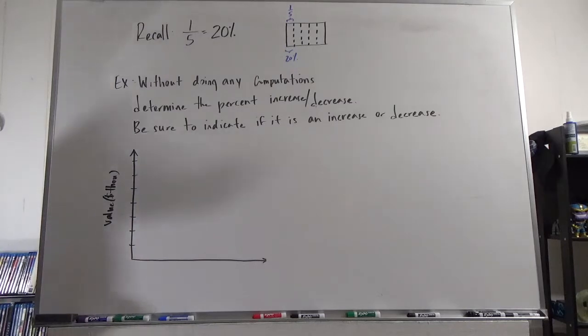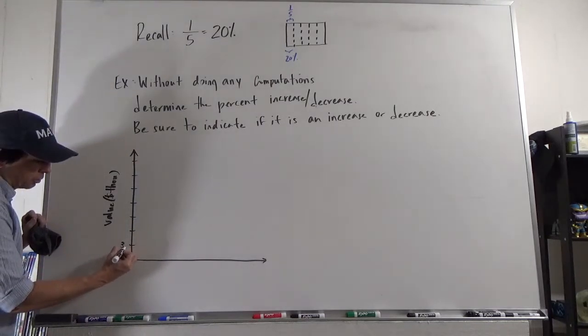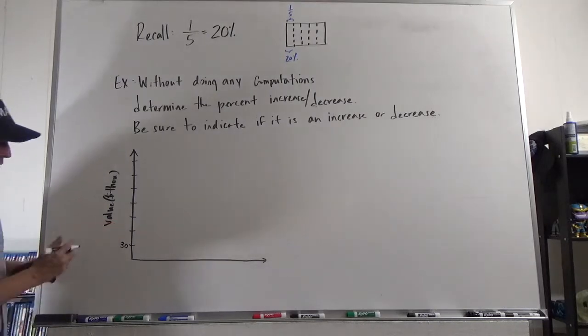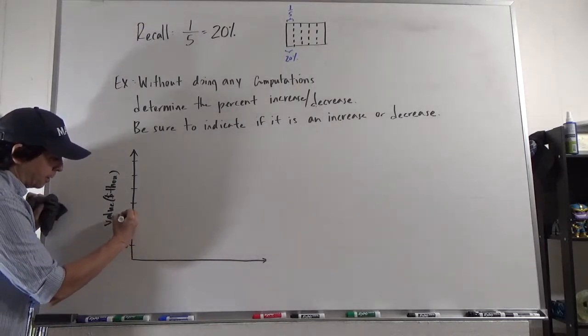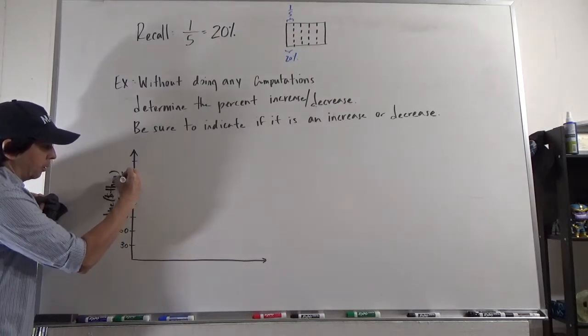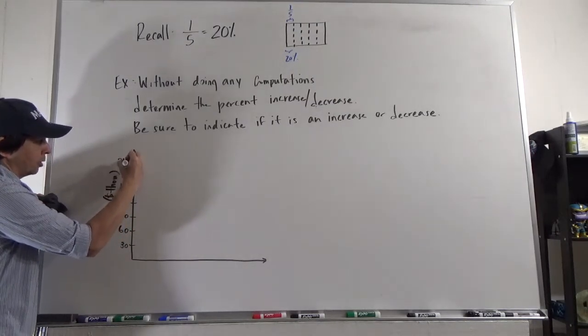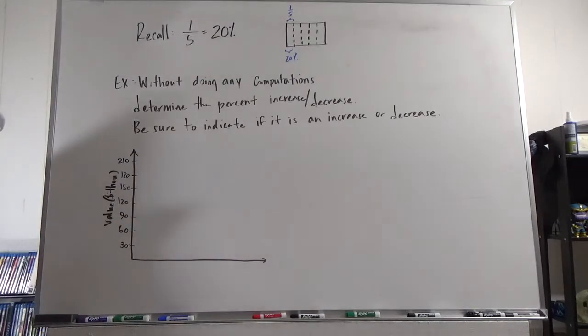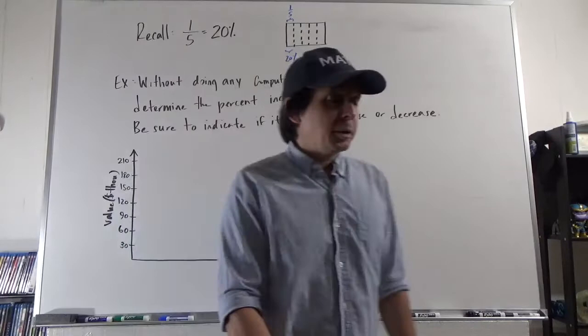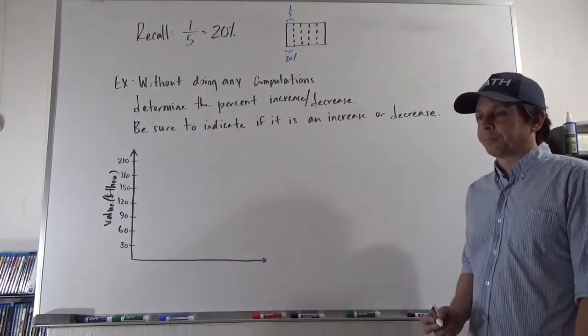I'm going to go by 30s. Right here it's going to be $30,000. These are equally spaced tick marks, so 30 and another 30 is 60. Then 90, 120, 150, 180, and 210. We're going to see the value of something either go up or down and determine the percent increase or decrease.